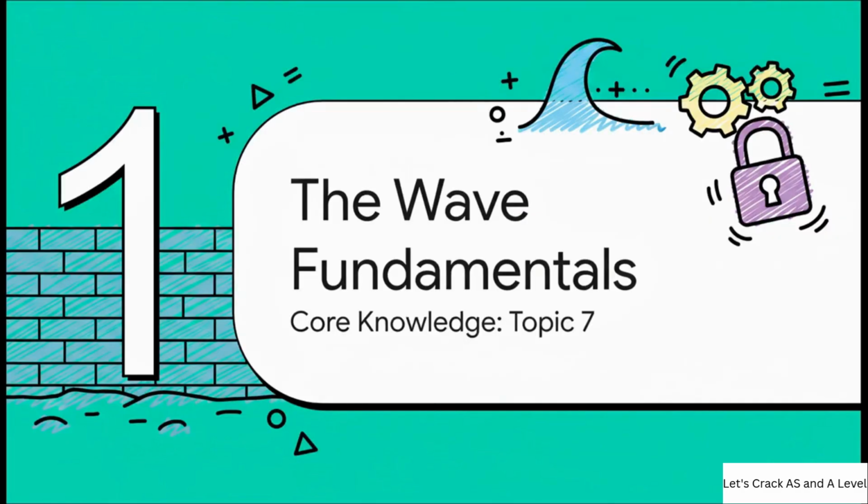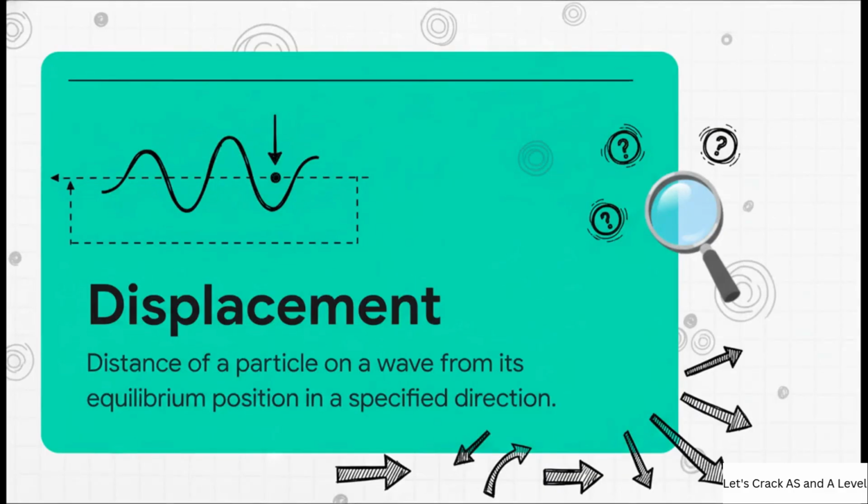First up, the fundamentals. Look, you just can't tackle the tricky questions if you haven't locked in these core definitions from topic 7. Let's make sure these are second nature to you. First, we have displacement. And it's not just distance. You gotta be precise here. That little phrase, in a specified direction, that's where the marks are often won or lost. It's about being a vector.